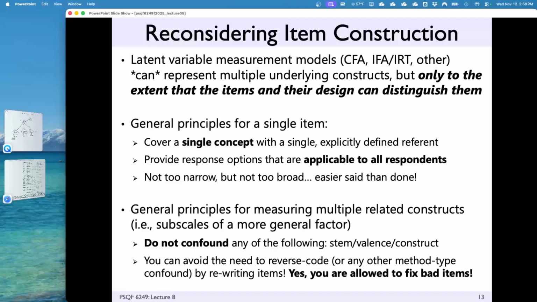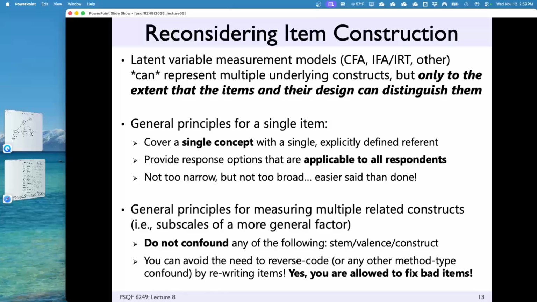So now when you build items, you have to think about the design. The items themselves are like miniature experiments, right? And when you think about how people respond to them, you have to think about balancing stem, valence, and construct across items. Otherwise, there's no statistical control that you really can do, right?